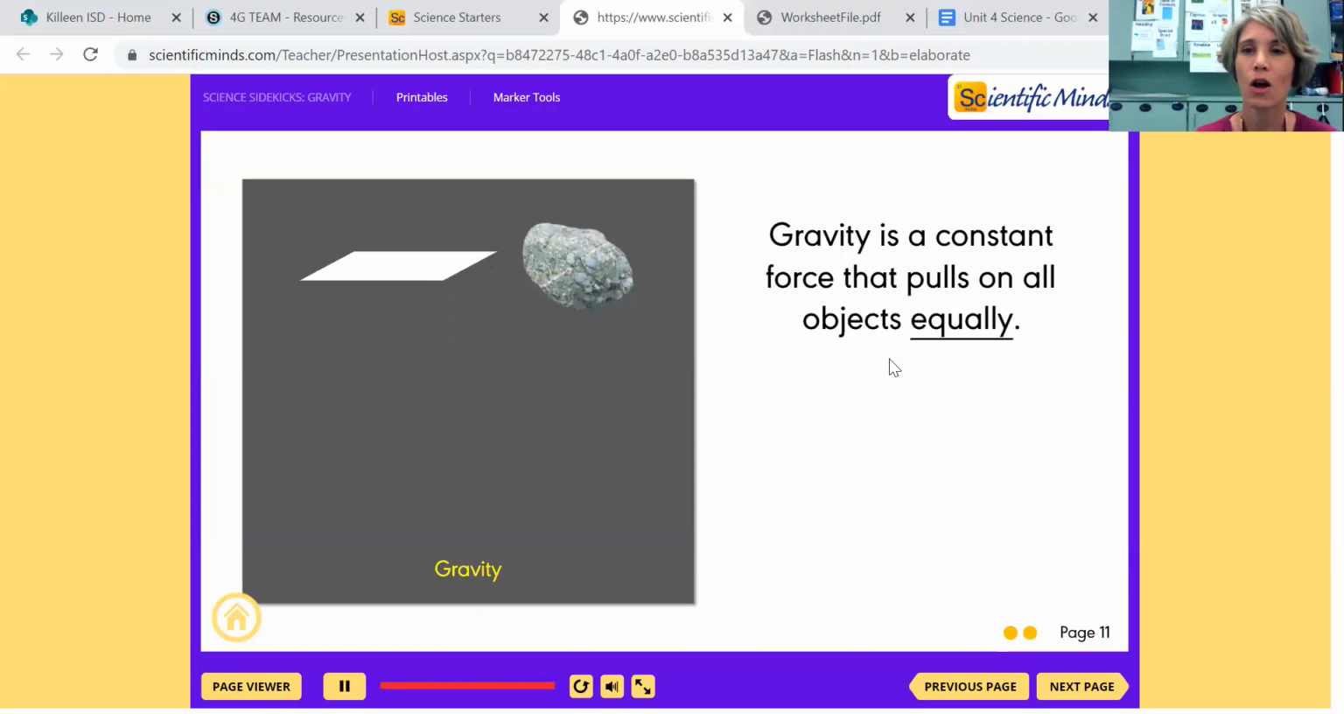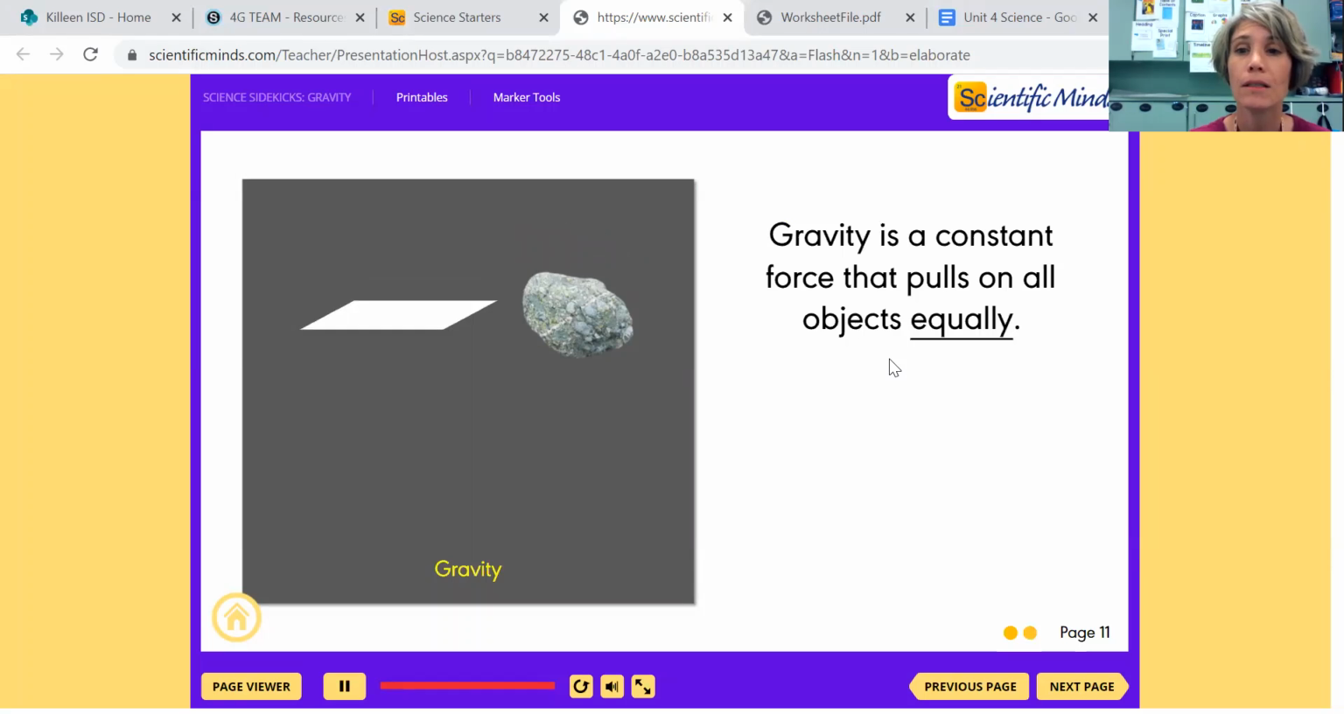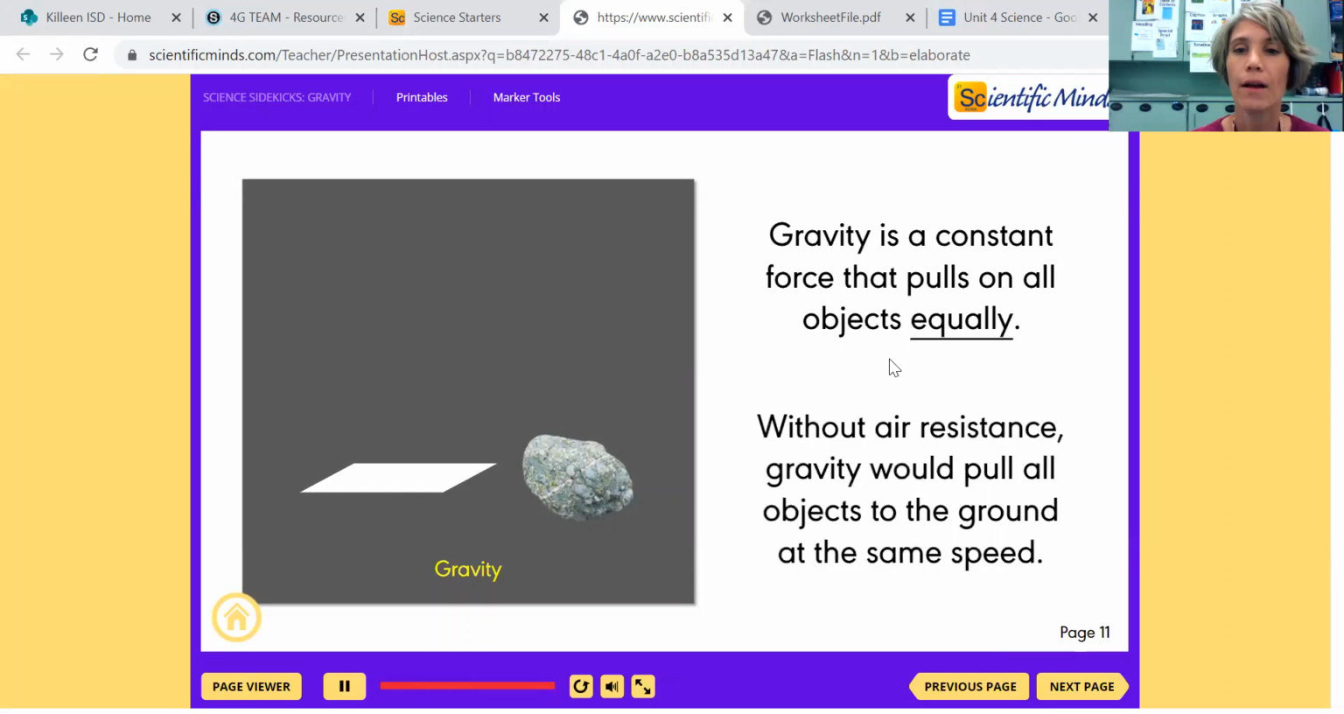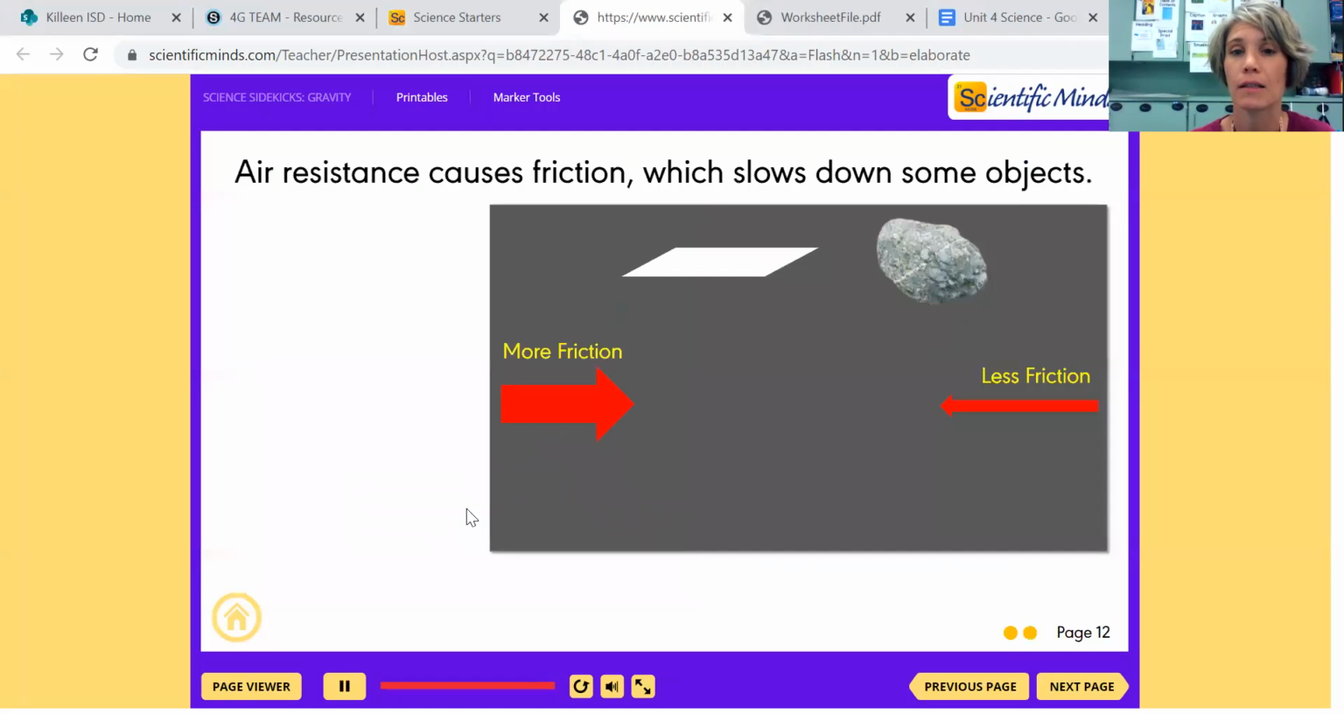All right, now that you're done talking with your partner, you simply must know gravity is a constant force. It never stops, and it pulls on all objects equally. Without air resistance, gravity would pull all objects to the ground at the same speed. But you see this is very flat, so the air actually pushes up on it while the gravity is pulling down. That's what air resistance is. It's when the air pushes on things.